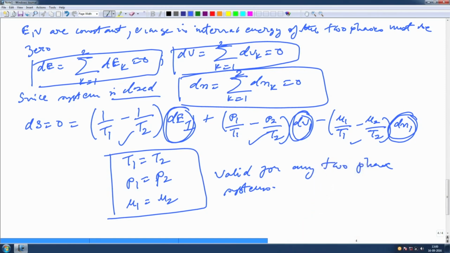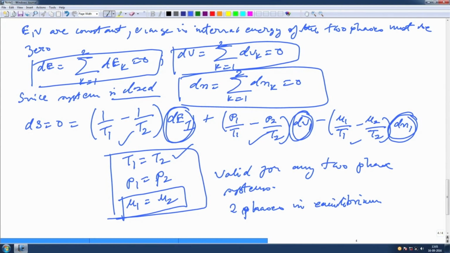We have combined this and we have shown that for a closed system, the temperature between the two phases should be the same. So, for two phases to exist in equilibrium, when the two phases are in equilibrium, the temperature between the two phases should be equal, the pressure in the two phases should be equal, and the chemical potential between the two phases should also be equal.